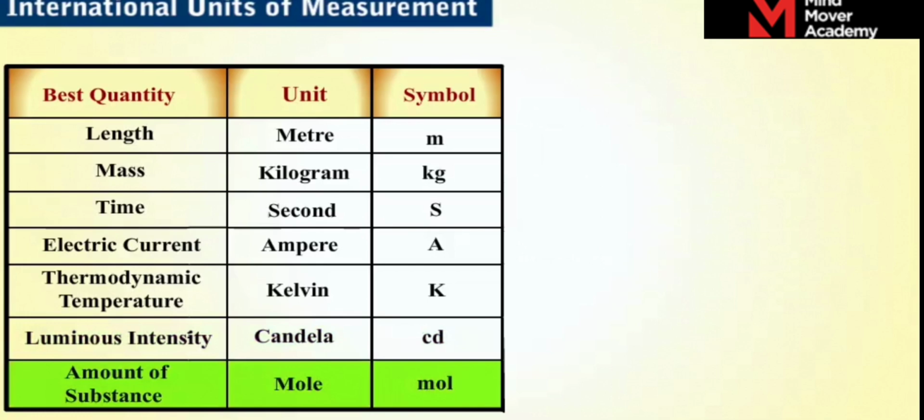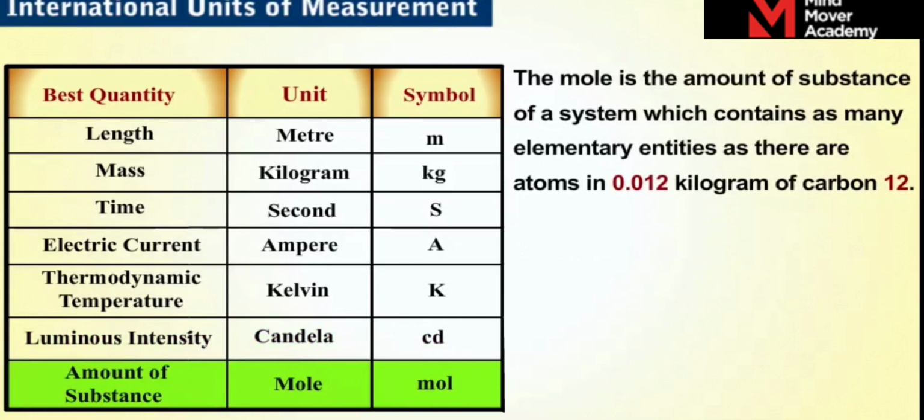An amount of substance which contains as many basic entities, such as atoms or molecules in a system, as is equivalent to the number of atoms in carbon-12 isotope, is measured in mole, denoted by the small letters mol.